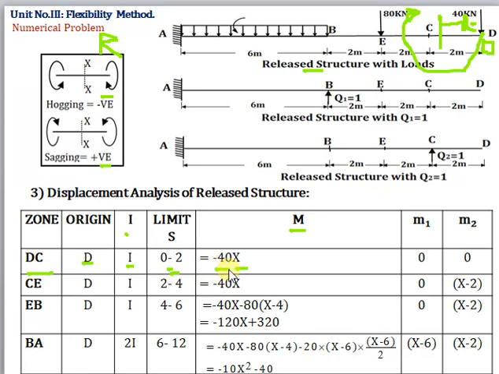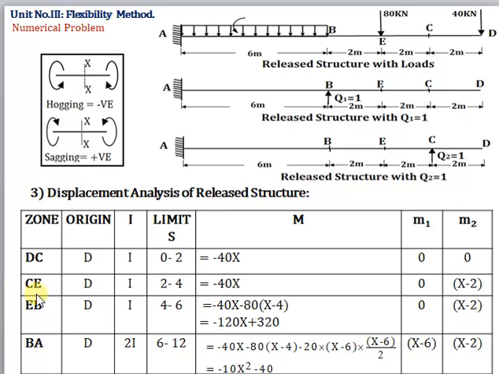Now for zone CD, second diagram, let's call it the M1 diagram, that is Q1 is equal to 1. So that is the M1 diagram. Now find out M1. There is no load in CD, therefore that becomes 0. So this value is 0. The next one, for CD portion, Q2 is equal to 1. That means the M2 diagram is the release structure with Q2 is equal to 1. Now there is no load toward the right hand side, so the moment becomes 0.